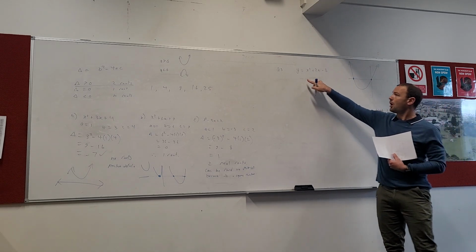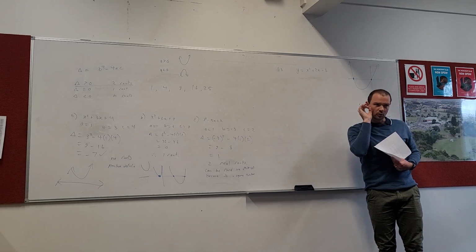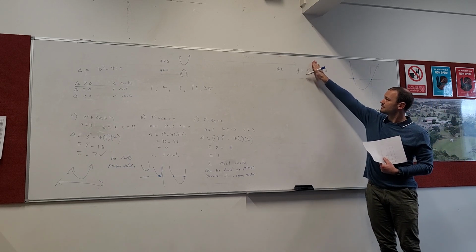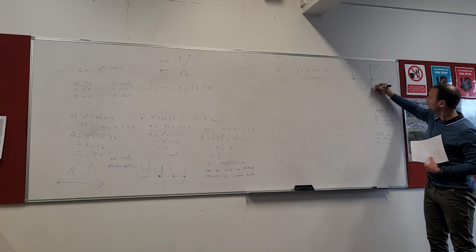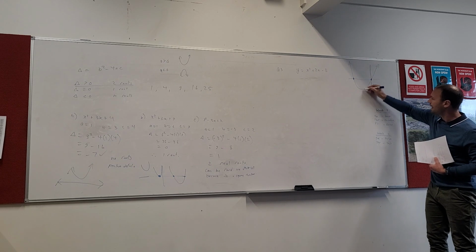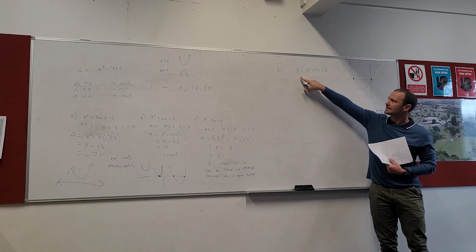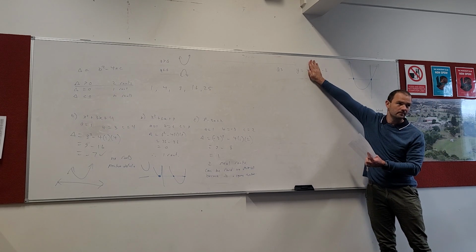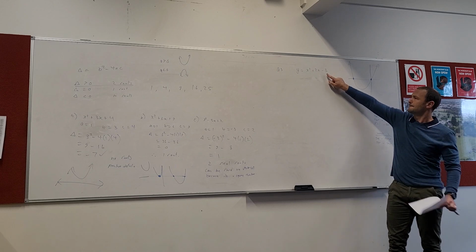So firstly, the y-intercept. Well, the y-intercept always occurs for any quadratic when x is 0. When x is 0, that's when it's going to cross the y-axis. So if you put x is 0 into this equation, that's the y-intercept. Okay, the y-intercept is -3.